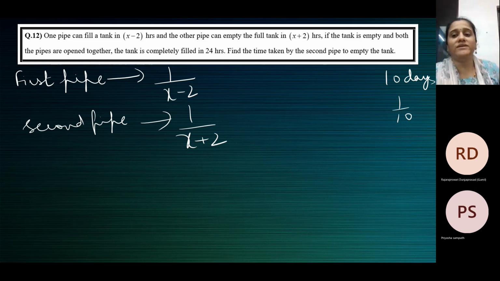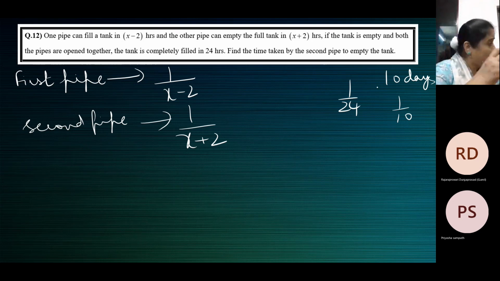Now, if the tank is empty and both the pipes are open together, the tank is completely filled in 24 hours. That means in 1 hour, how much is filled? 1 by 24. When both the pipes are open together, the tank is filled in 24 hours. That means in 1 hour, 1 by 24 of the tank is filled.